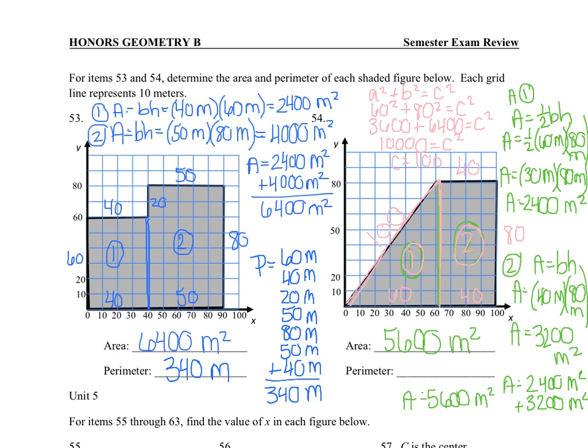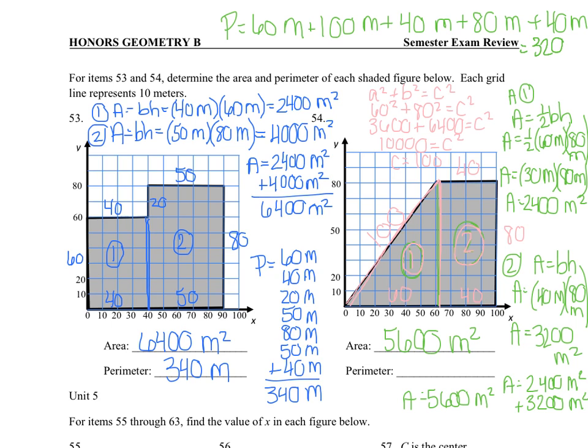My perimeter is going to be the distance around. So I don't have much space. I'm going to do it up here. My perimeter is going to be 60 meters plus 100 meters plus 40 meters plus 80 meters plus 40 meters. So what I've done is 60 plus 100 plus 40 plus 80 plus 40. And this adds up to 320 meters. So my perimeter is going to be 320 meters.